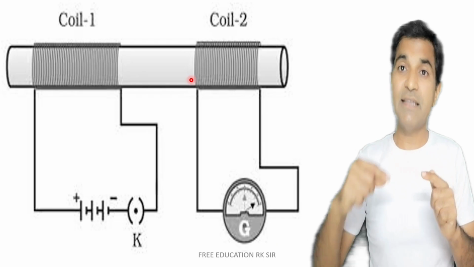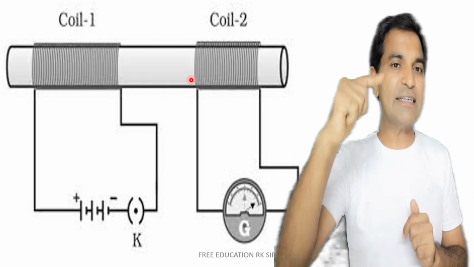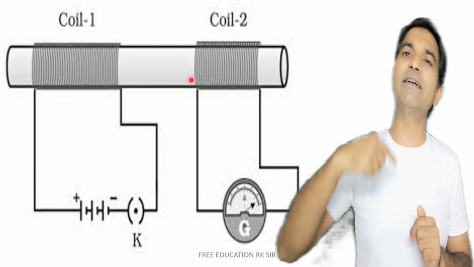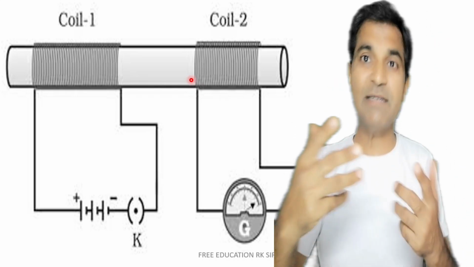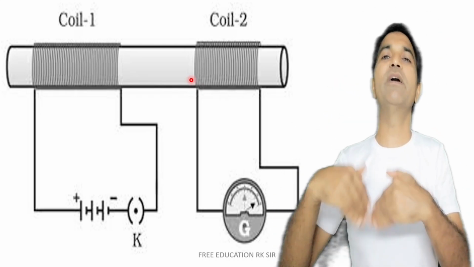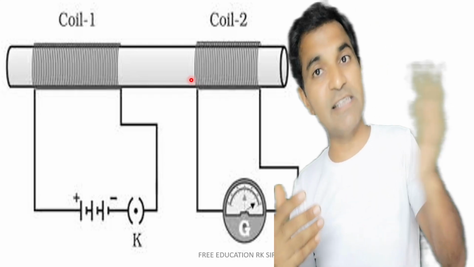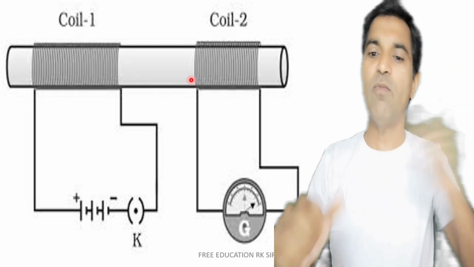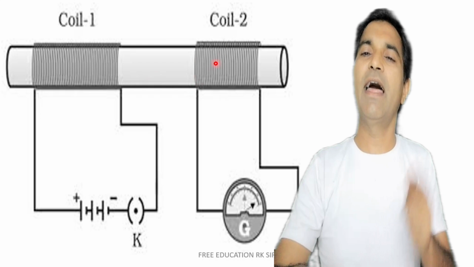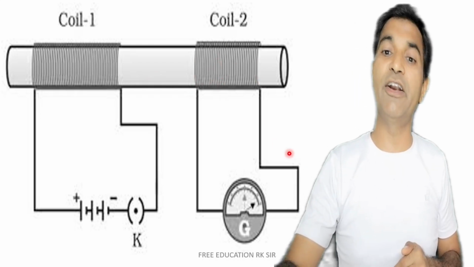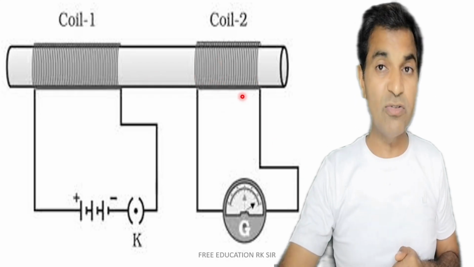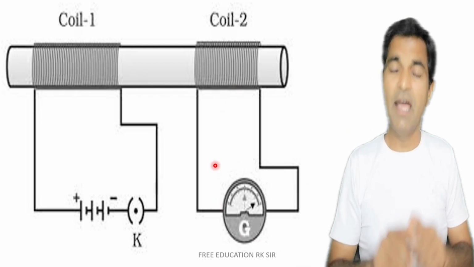So if there is a greater change of current in coil 1, there will be a greater change in the magnetism of coil 1, and hence the change in the magnetism associated with coil 2 from coil 1 will be greater, and hence there will be a greater amount of current induced, which will be produced in coil number 2.